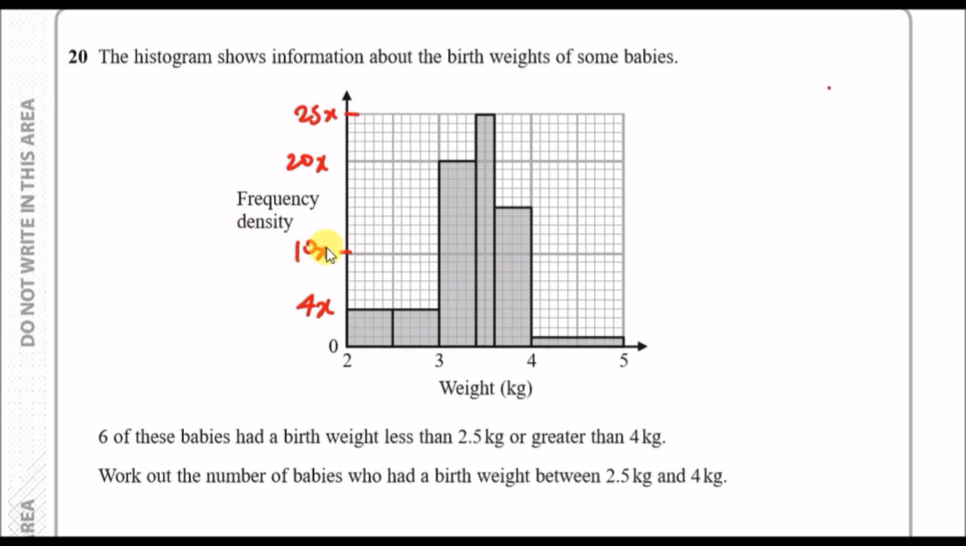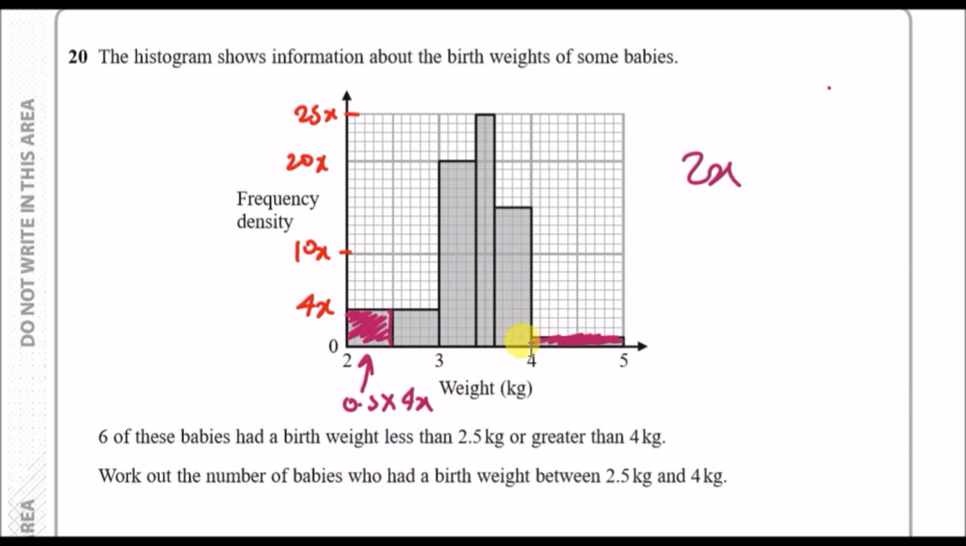Now when you want to work out anything, it's always base times height. That'll give you the whole area of the shaded region. So it says here that 6 of these babies had a birth weight of less than 2.5 kg, this region here, or greater than 4. So we know that the purple region equals 6. Just doing the maths, the area of this purple region is going to be base times height. So it'd be a distance of 2 to 2.5, so about 0.5 times 4x. So 0.5 times 4x, in the calculator, will give us 2x.